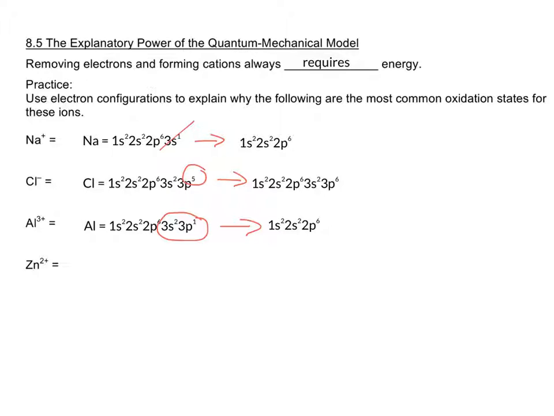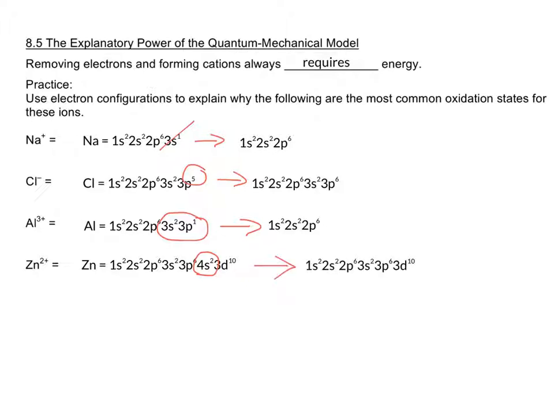So the electron configuration for zinc is 1s2, 2s2, 2p6, 3s2, 3p6, 4s2, and then 3d10. Right? So we've got the whole third energy level completely full, and the first and second are completely full as well. So we just have 2 electrons in the 4s, right? And those 2 are going to be the ones that get removed in order to give us the zinc 2+ ion.